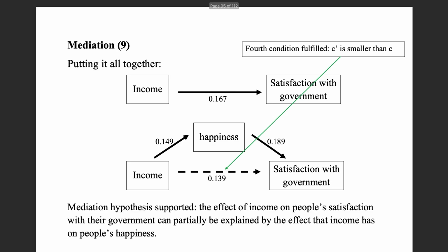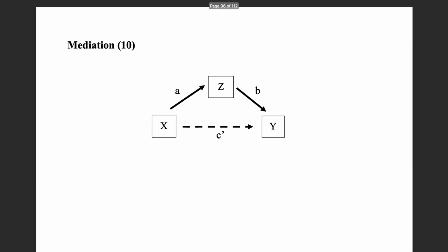So in this case, we could say, well, all the 4 conditions are supported. So in this case, our mediation hypothesis is supported. The effect of income on people's satisfaction with the government can at least partially be explained by the effect that income has on people's happiness. So that's great. That tells us a lot about who is happy and why, and how that relates to how people feel about politics.